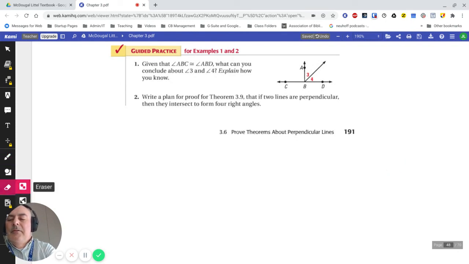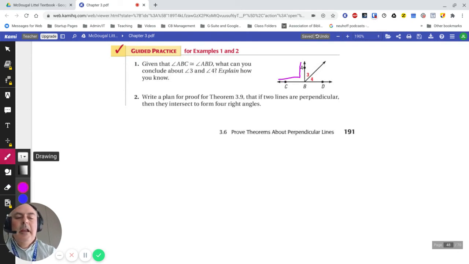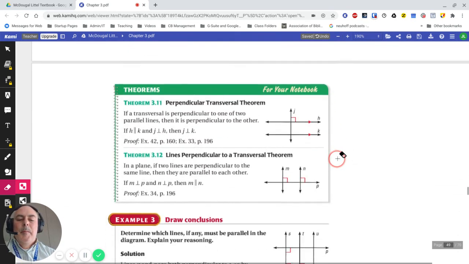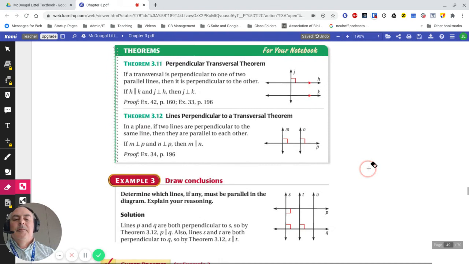Here's an example. If I know that ABC, which is this angle, and ABD, which is this angle, are equal, I learned from the first theorem that they're going to be right angles. And if this is a right angle, then I know 3 and 4 will be complementary angles. I don't know what their measures are here, but I do know that they're going to be complementary. A couple of other theorems.